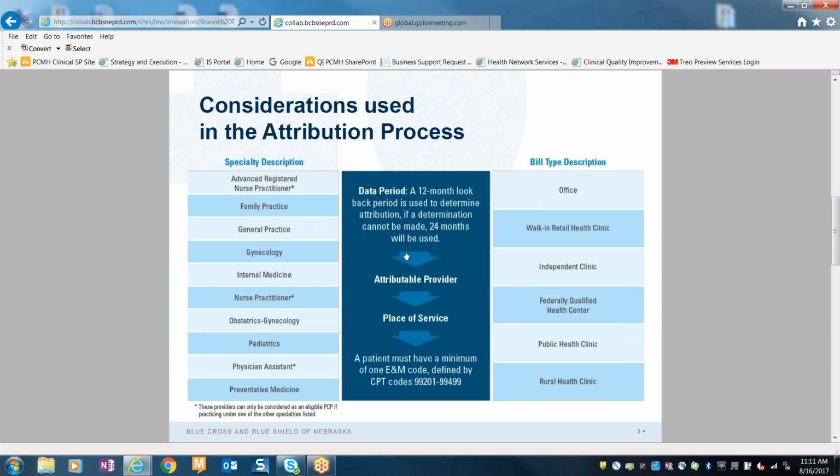I had briefly mentioned that typically it's a 12-month look back, and sometimes it's a 24-month look back. So what we do to maximize attribution is we will look back an initial 12-month period to see if there are visits that meet criteria for attribution. So the right specialty using an E&M CPT code provided in the correct place of service. If there's just one of those visits within the last 12-month period, that patient would have met criteria for attribution.